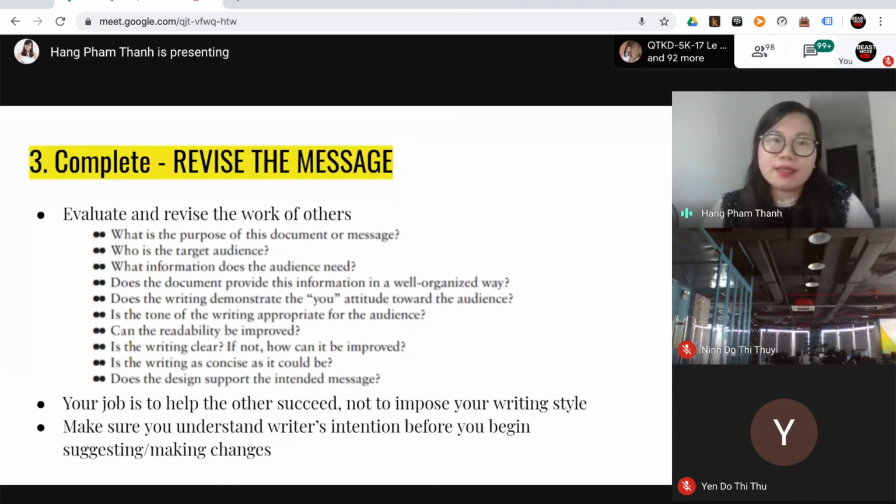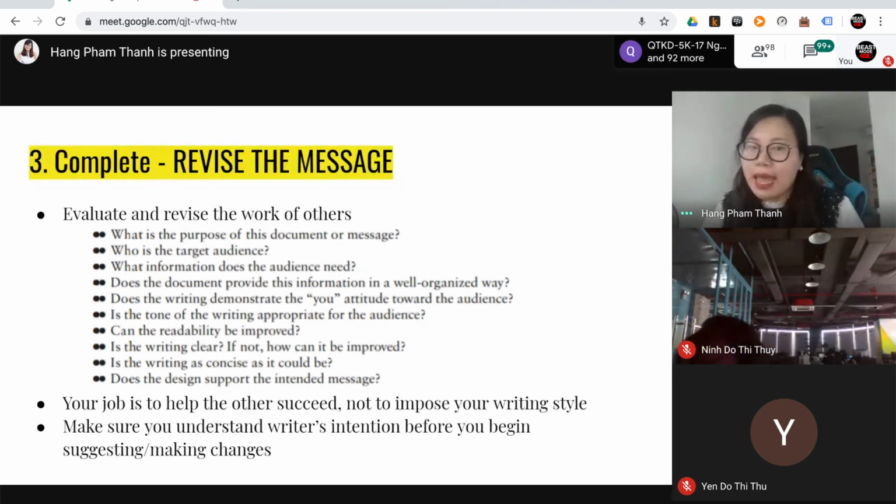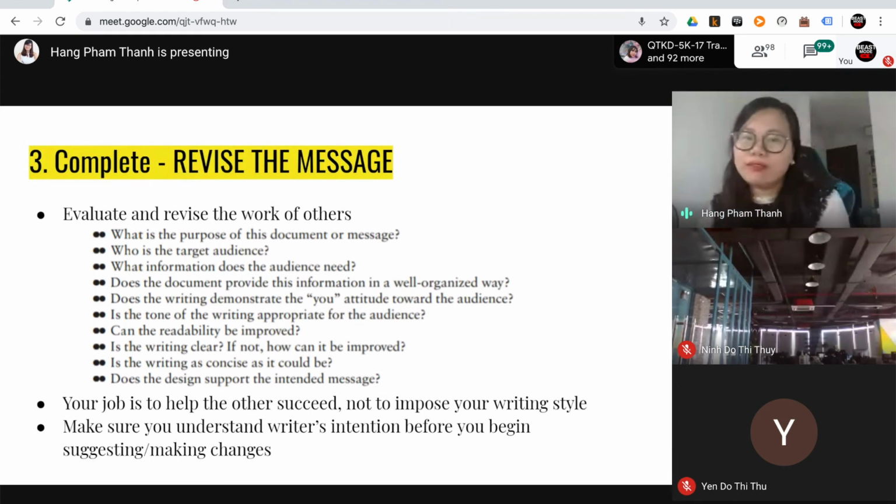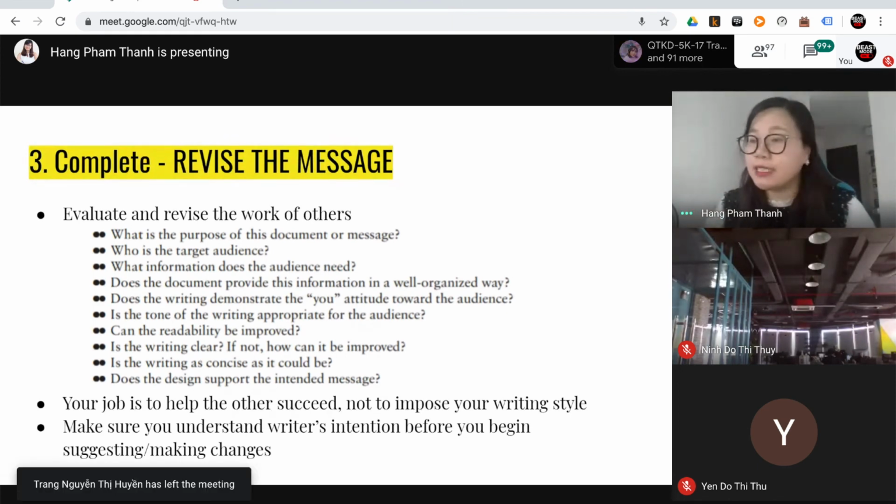Then in some situations you may be asked to evaluate and revise the works of others. In those cases, there is another list of questions, but something you need to keep in mind is that your job is to help the writer, your friend, your colleague, your partner, to succeed, not to impose your writing style. And make sure that for any point you want to suggest changes to, you already understand the writer's intention, because maybe the writer's intention is totally different from what you are suggesting.